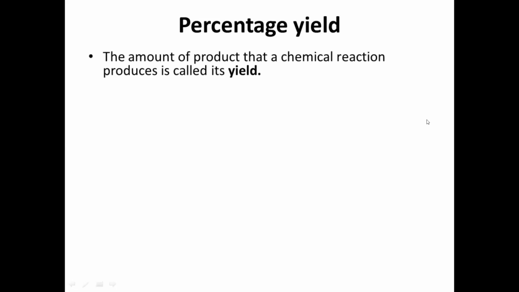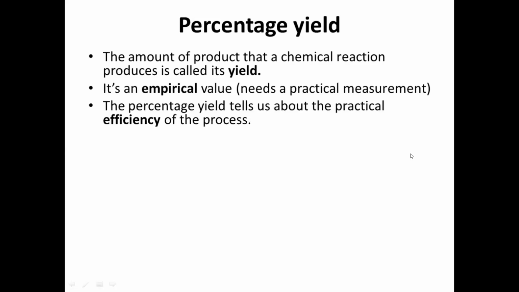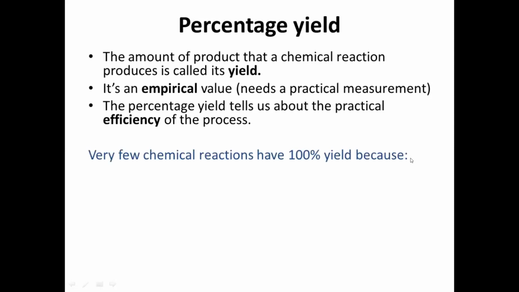In this section, we're going to revise the GCSE's percentage yield and also learn about atom economy, which is not in GCSEs. So percentage yield is the amount of product that a chemical reaction produces, and it's an empirical value. Empirical means it needs a practical measurement. You need to actually measure how much of the substance you produce to work out the percentage yield in the actual practical experiment. The percentage yield tells us about the efficiency of the process, and very few chemical reactions have 100% yield.